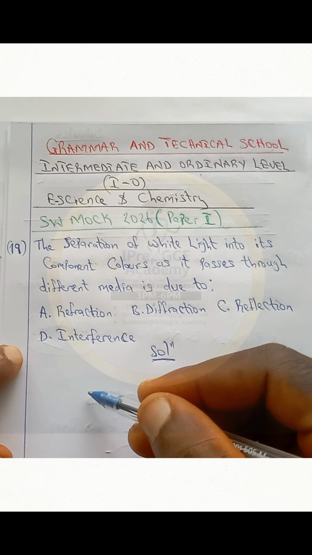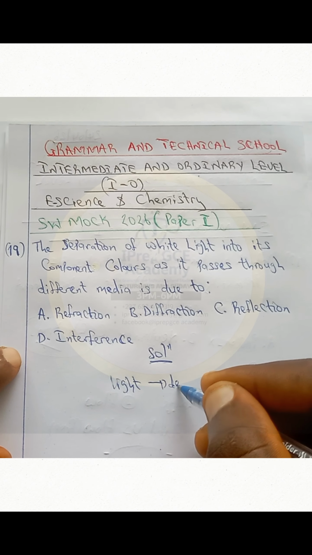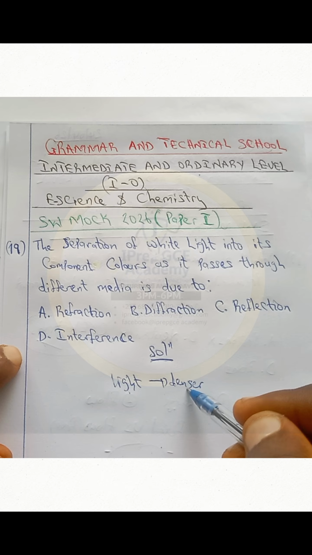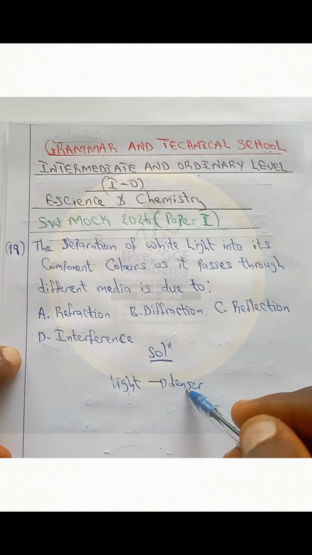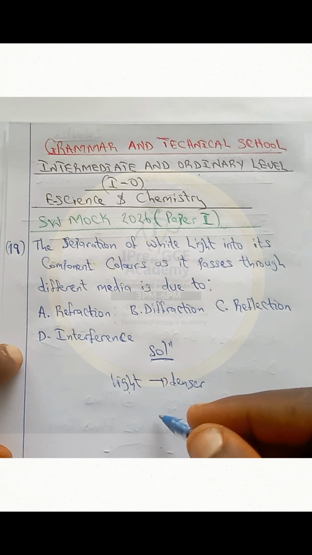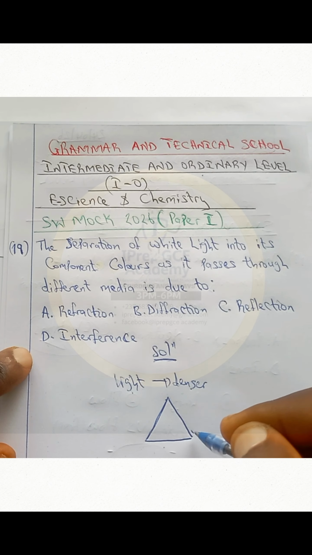It has moved from a light medium into a denser medium. So when light moves from a lighter medium into a denser medium, it slows down and so its direction changes. This bending of light is called refraction. And so light is made up of many components. Many components are in light.